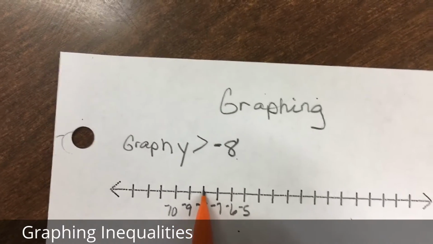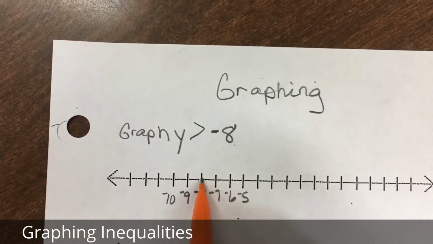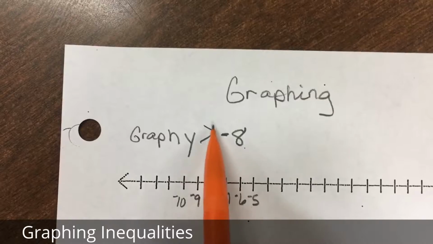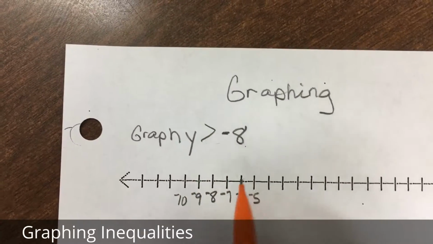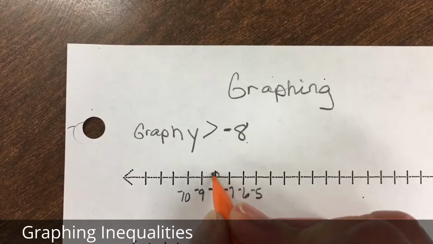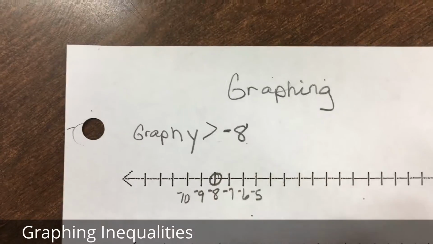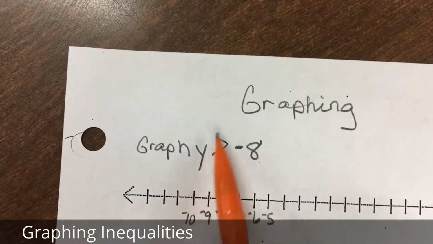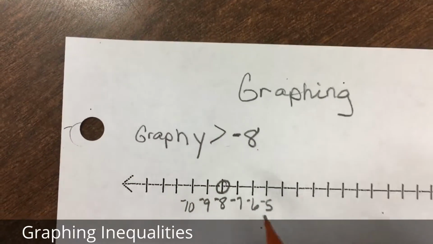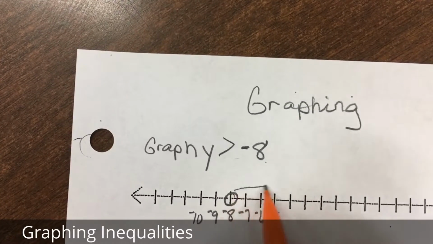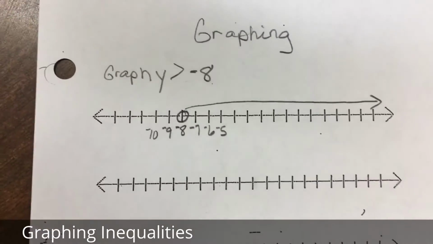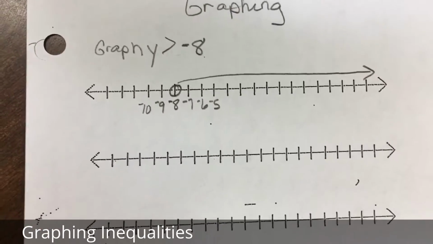Then, is it equal to the number? When I look at this, it does not have that little line that indicates greater than or equal to. So you're going to put an open circle here because it is not equal to. And y is greater than -8. That means when you get greater and greater, it's going to go this way. That's it. That's all you have to do to graph an inequality.